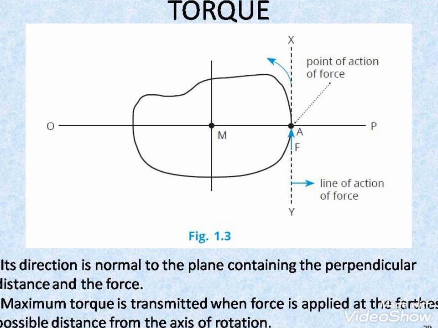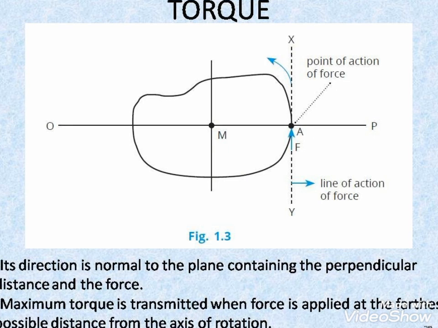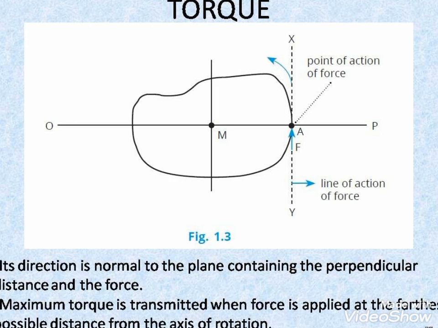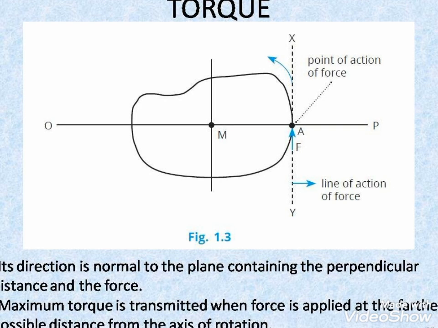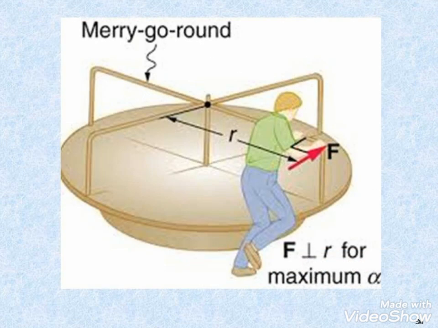That means if I increase the distance, then the torque produced will be more. And if I am applying a greater force, then the torque will be more. So torque depends upon two important factors: one is the distance from the fixed point, and the other is the force applied.